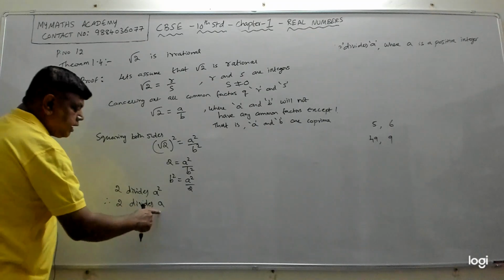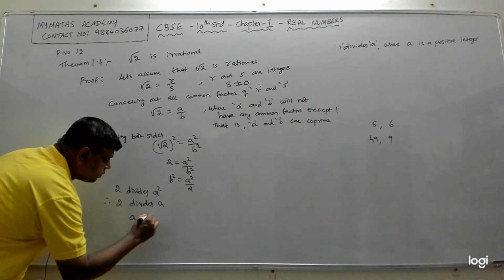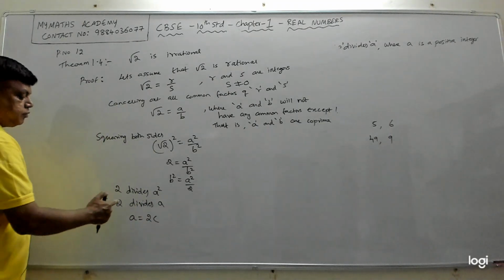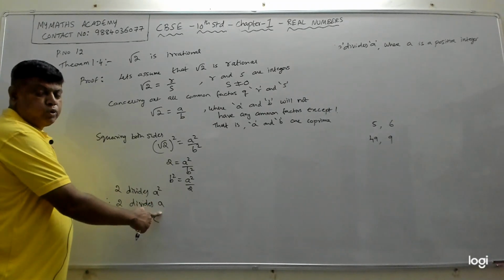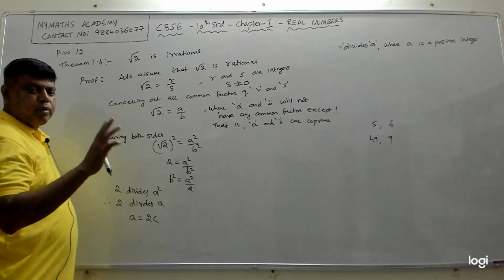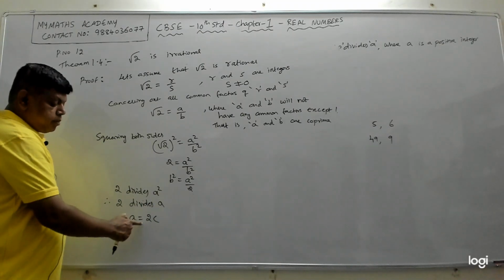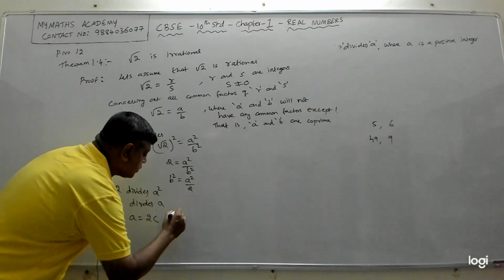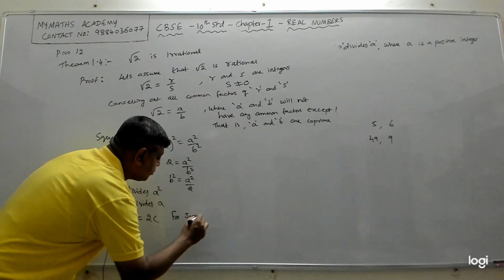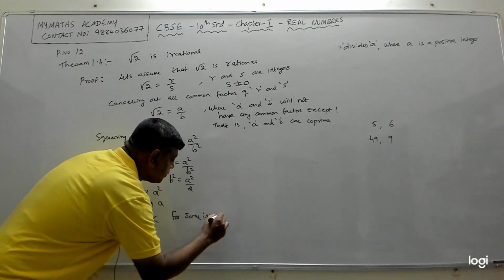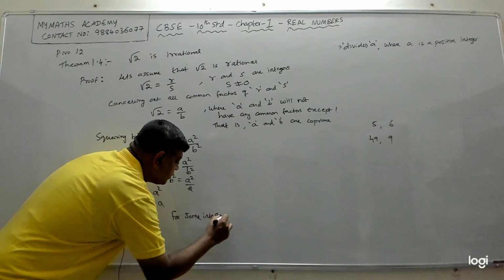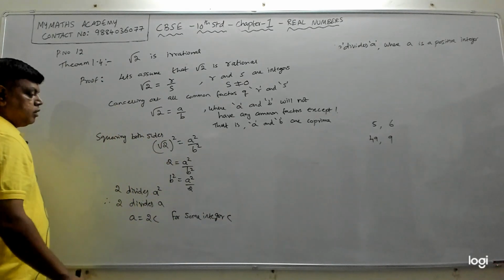So when 2 divides a, then a is a multiple of 2. Then a can be written as 2 into something. If 2 is dividing a, it means a is like 4 or 10 or whatever, an even number. Which means a can be written as 2 into c for some positive integer c. So a is 2c. Now substitute.